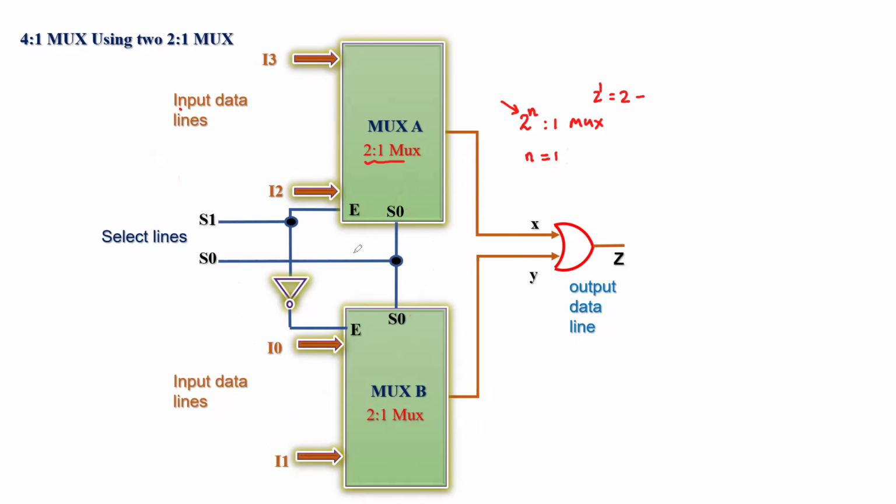So how do we do that? S0, you can see that that is coming from here, and that is common to both of these MUX. The input data lines were already mentioned, and the single output data line for top MUX A is indicated by X, and for the MUX B, the output data line is indicated by letter Y. And finally, for these two individual data lines, we are using a logical OR gate to have the final output data line, that is X or Y.